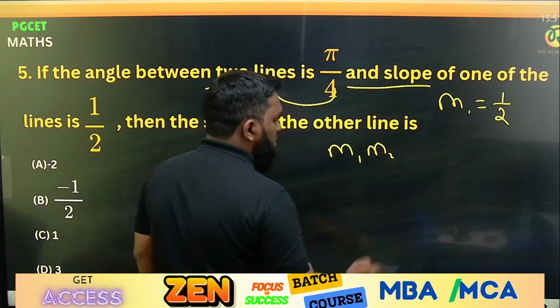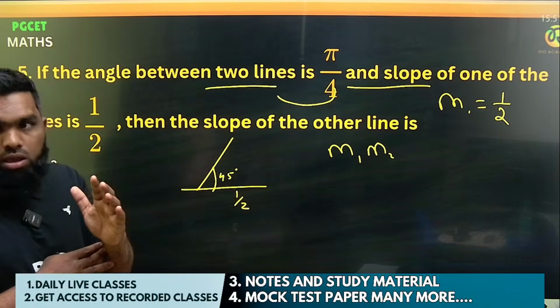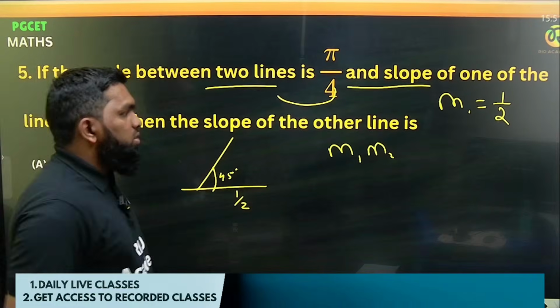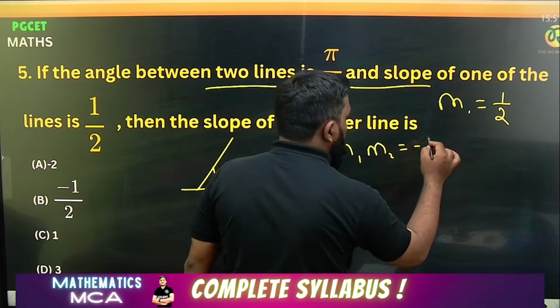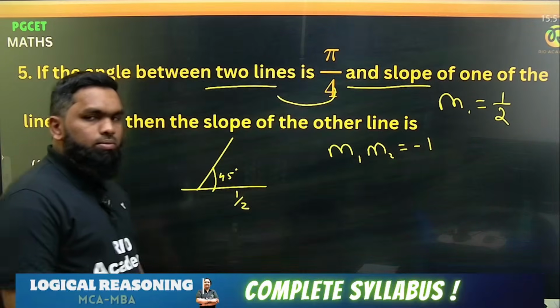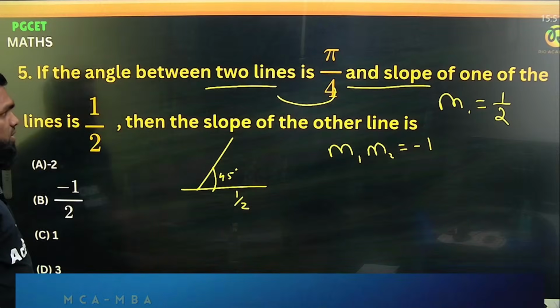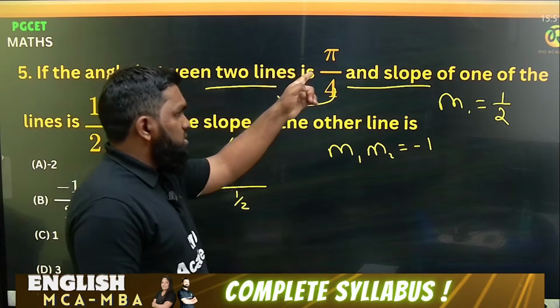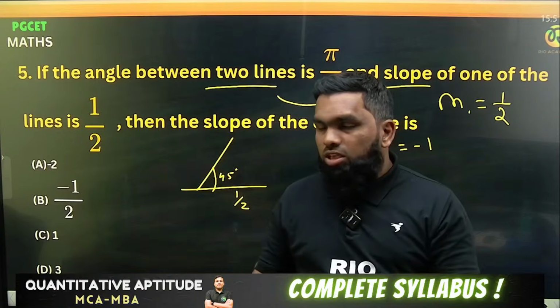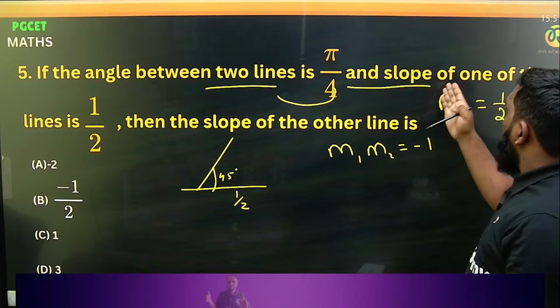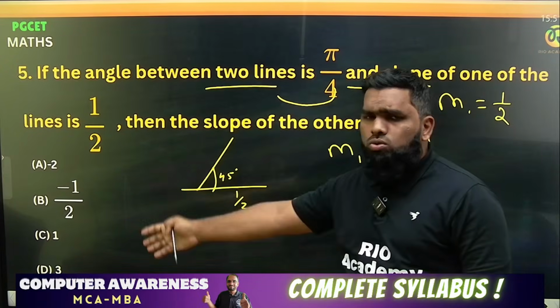If the lines are perpendicular between two lines, then m1 into m2 is equal to minus 1. When the angle between two lines is given as pi by 4 and the slope of one line is given as 1 by 2.